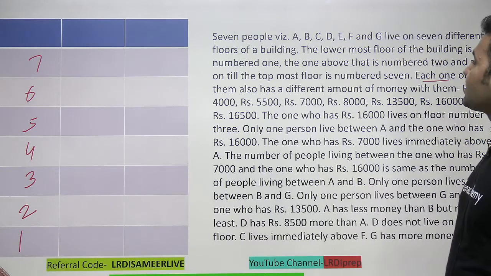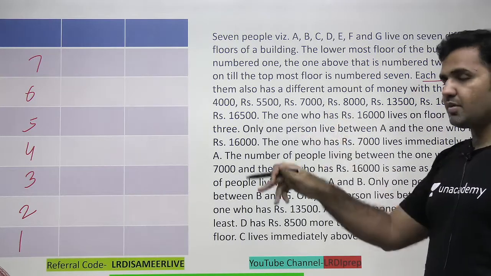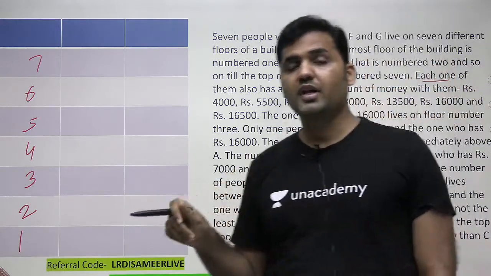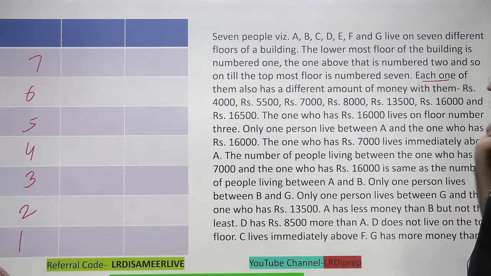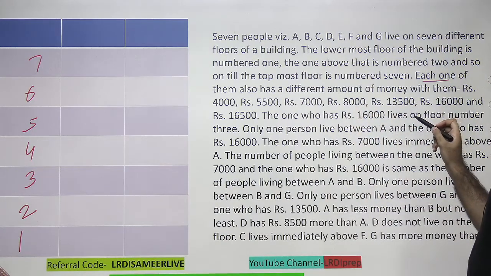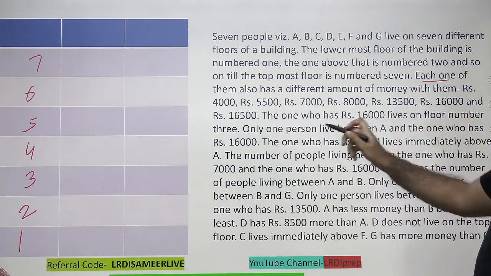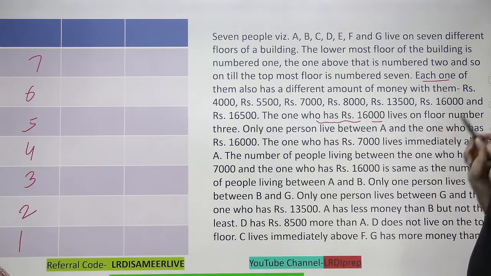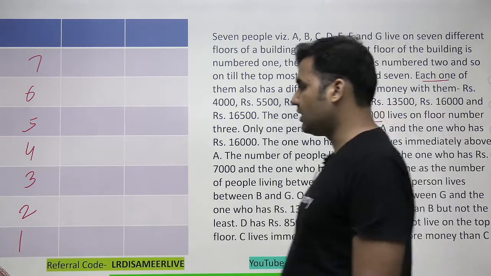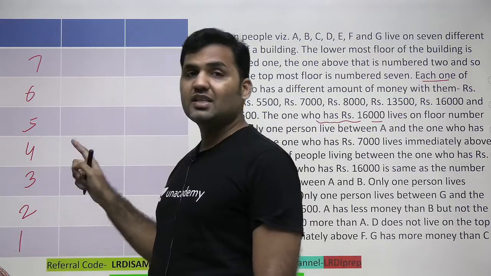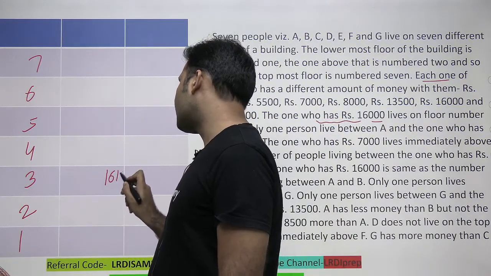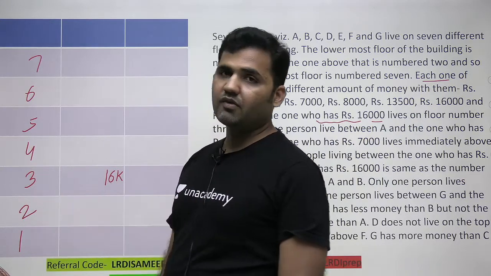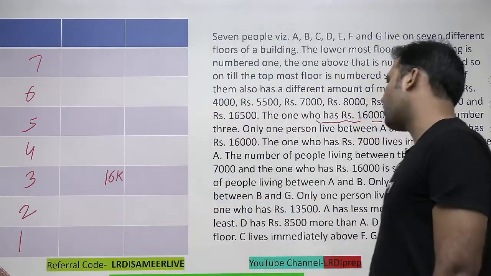Each one of them has a different amount of money with them. So 7 people are living on these 7 floors. Each one of them has a different amount of money. Very easy to interpret. These are the values which are given. No need to read it. Now quickly use this information. The one who has rupees 16,000 lives on floor number 3. So a person having 16,000 rupees is living on floor number 3. That's the direct information that I can fill in over here.